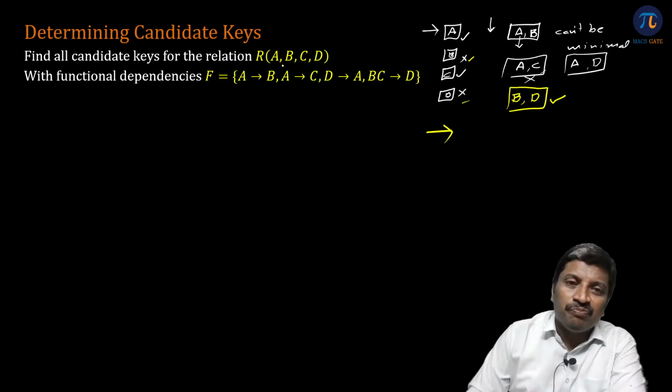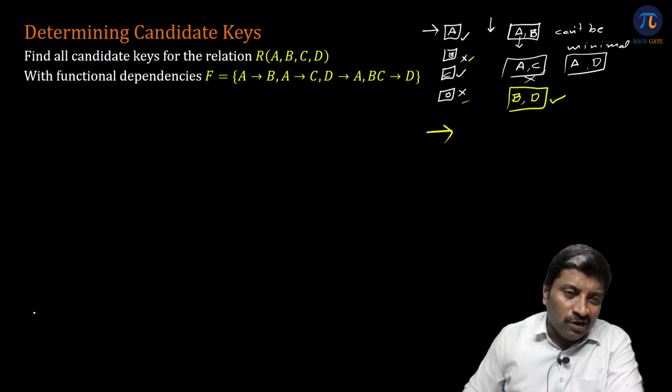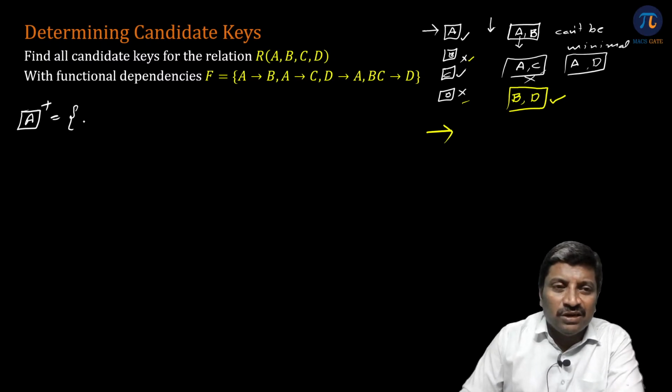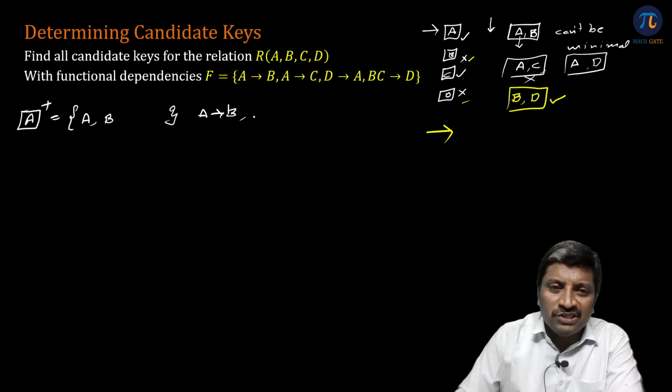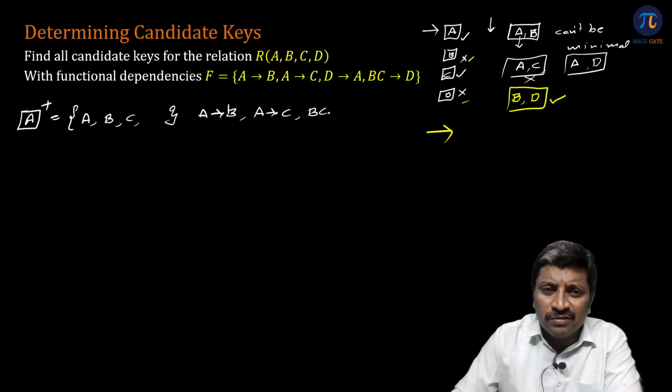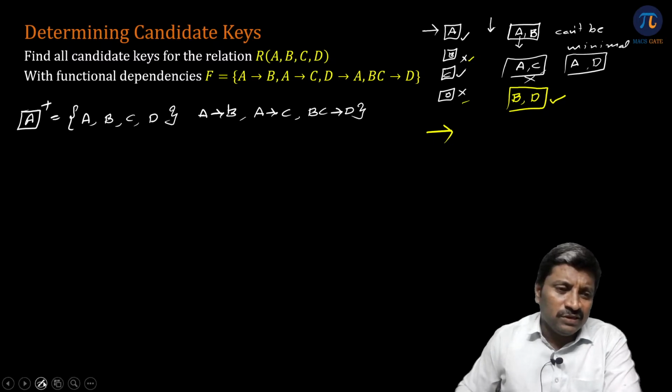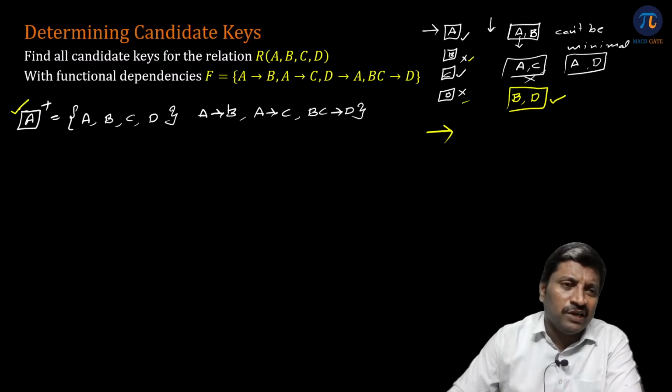Here I have totally four attributes. So let us start with the first one. A closure. What is A closure, sir? With A, I can get A. Anything else? Sir, please observe it. A is giving B. A is giving C. Then I have this one, B, C. This is giving D. So that means this is a candidate key.